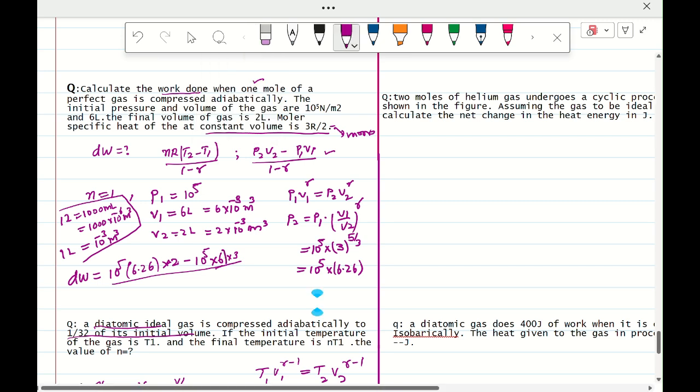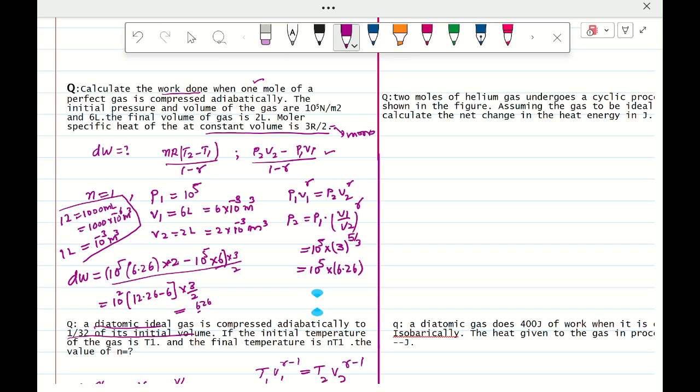That is, here 3 by 2 is like this. So now 10 power 5 into 10 square, 12.26 minus 6 into 3 by 2. So now if you do this one, 6.26 again, means 626 by 2 into 3, that equal to 313 into 3. So 3 nines are 9, 939 joules.